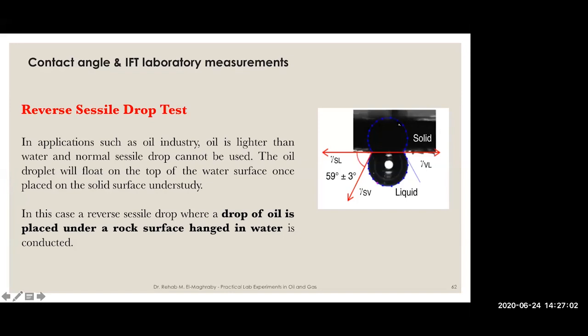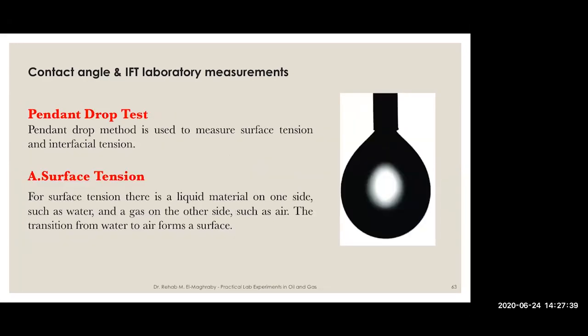So what we do here is a reverse sessile drop. We have the rock surface here, this is the water medium, and we place the oil drop using a hooked needle at the bottom of the surface. We measure the contact angle through the denser phase, which is the water, because this is the water and this is the oil. You cannot use a normal sessile drop, because the oil drop will go to the top and float. So this is one of the measurements that you can get.